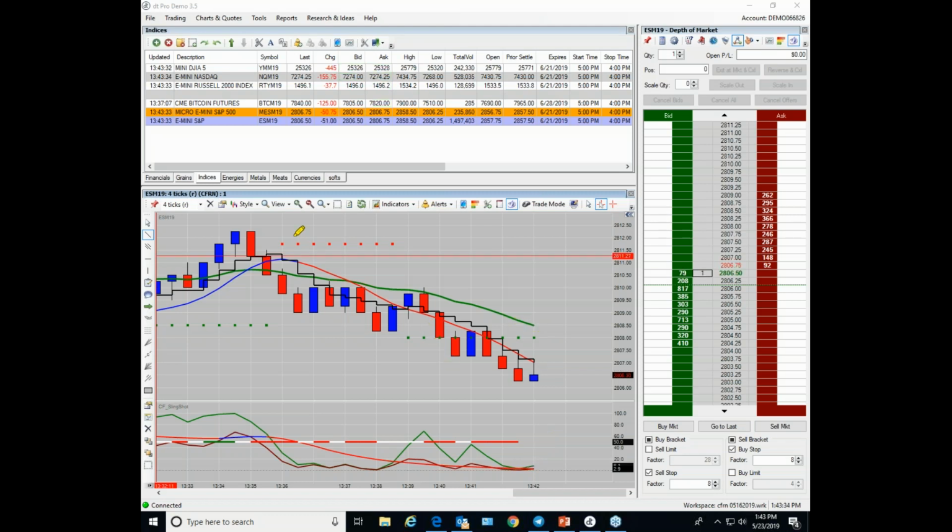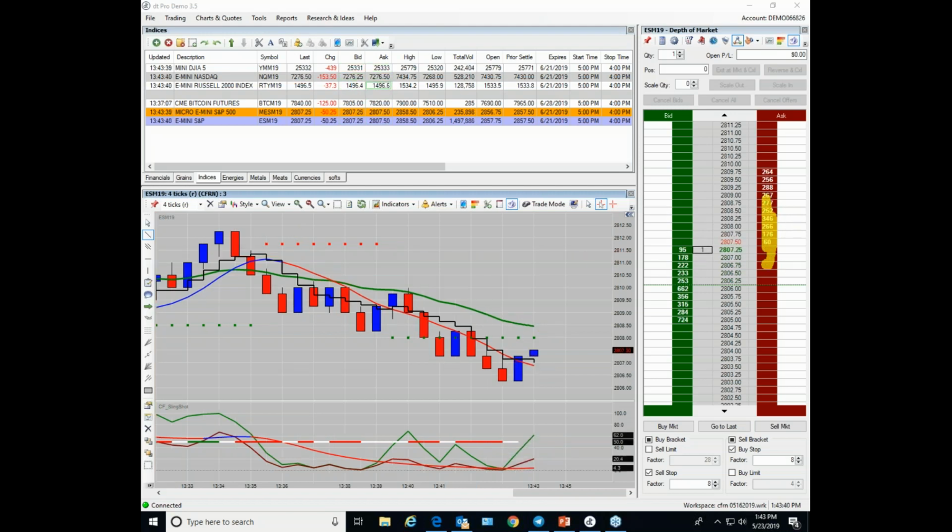So let's see. We're trying to get short, and if that's the case, we're going to left click in this area here. We just need another candle. Okay, it takes 2 candles. It takes 2 candles to draw a trend line to connect the dots, right?